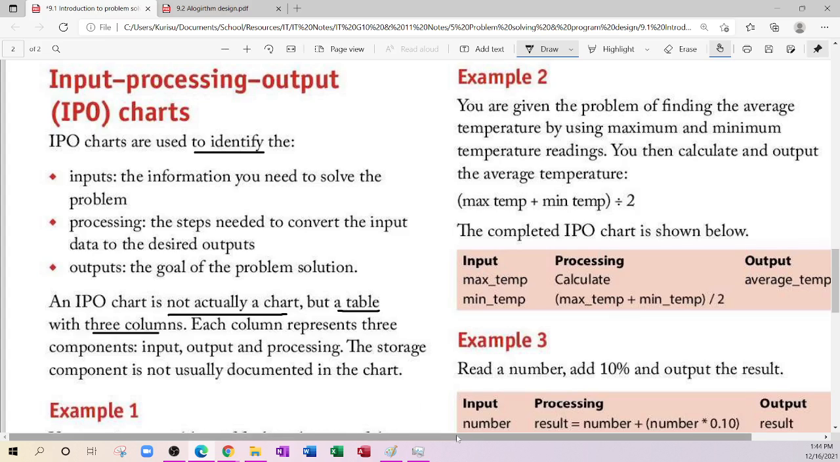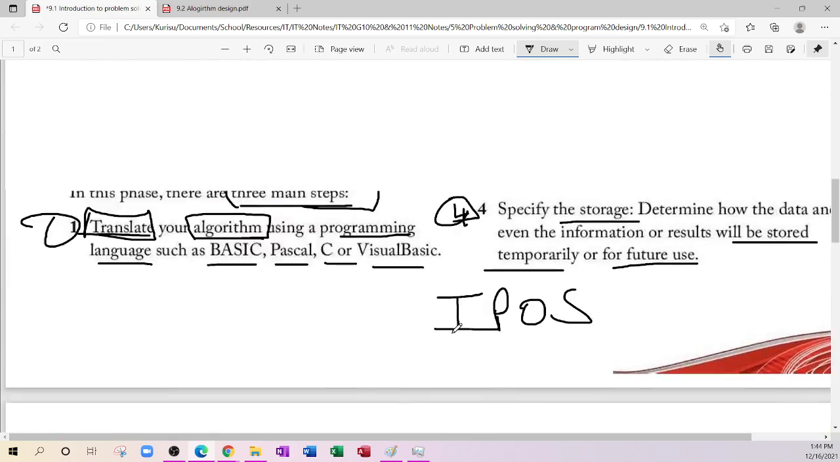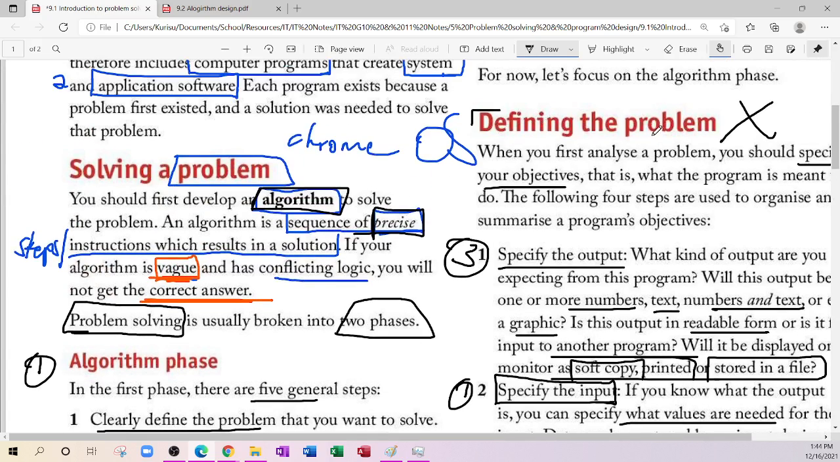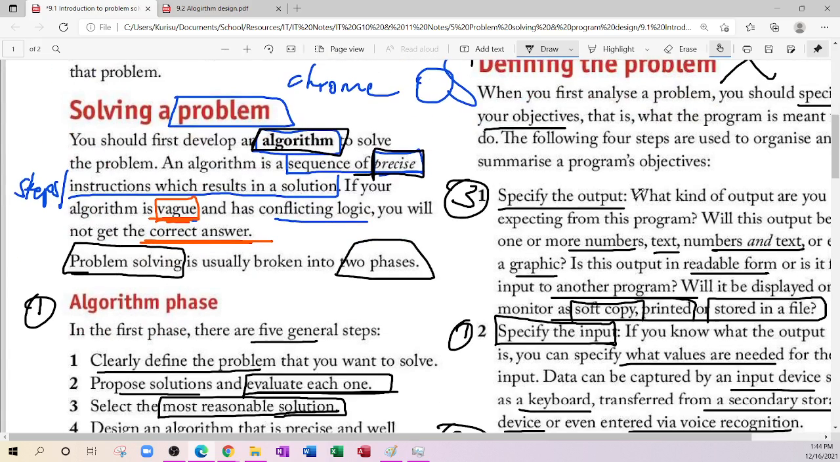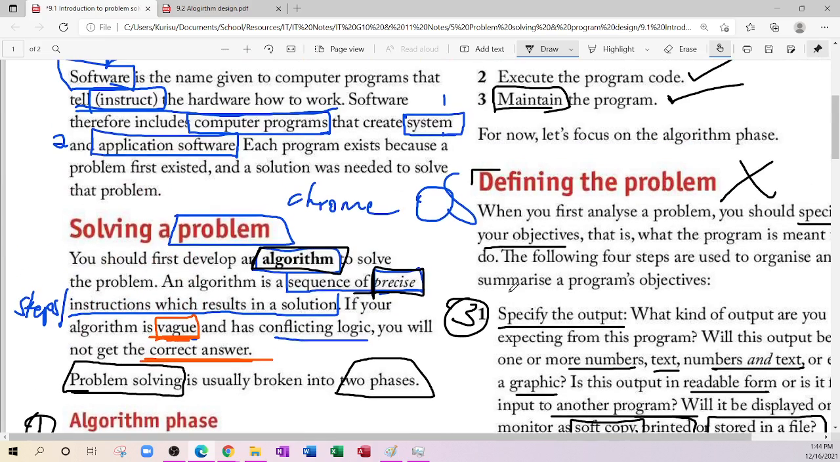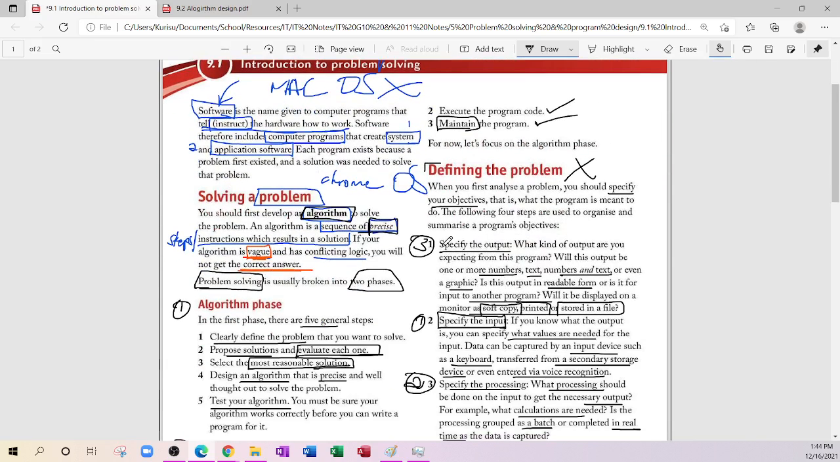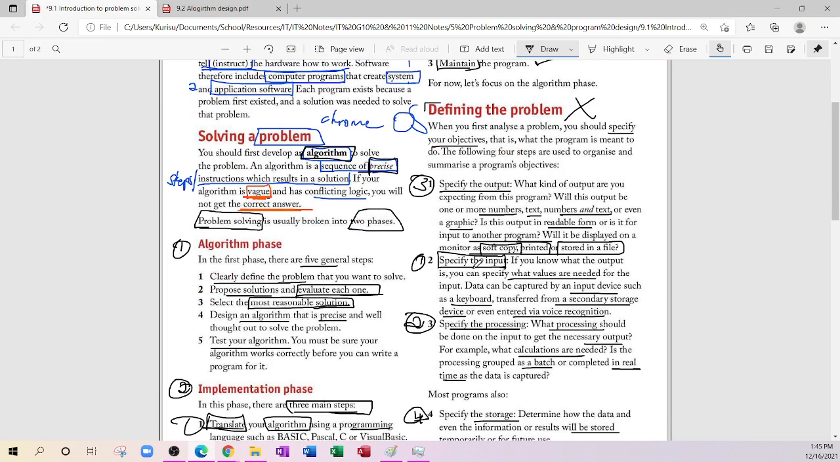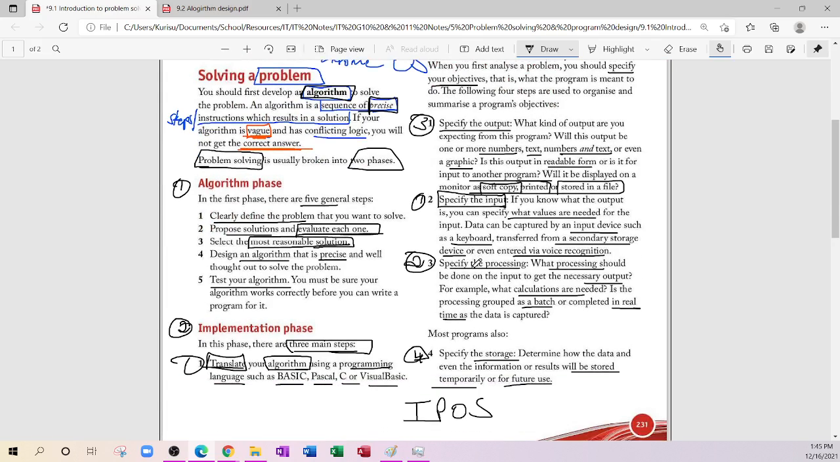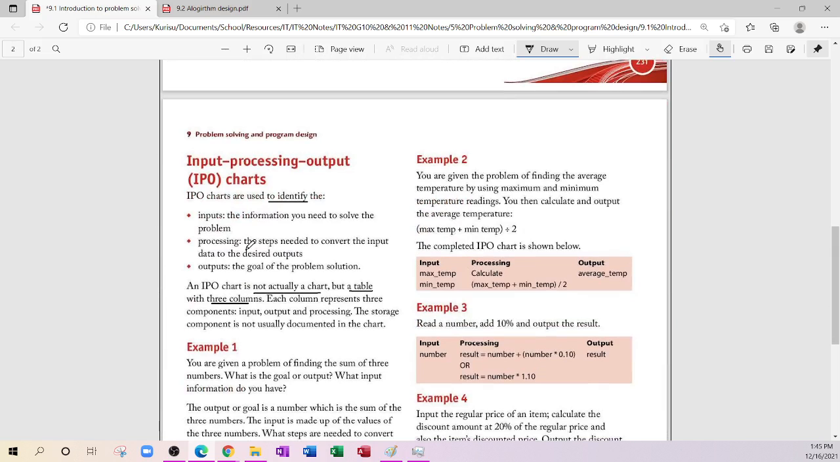Great. So the IPO chart is basically a continuation of defining the problem. And remember, that's linked back to the algorithm phase. It's all one big continuation of the phase there. So in the algorithm phase, you should define the problem. How do you define the problem? You specify what is the input, what is the output, what is the storage, and what is the processing. Now, how do you document that?